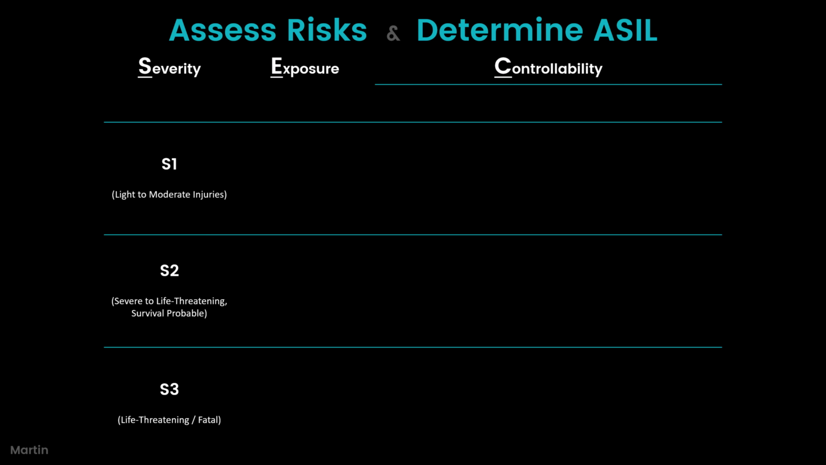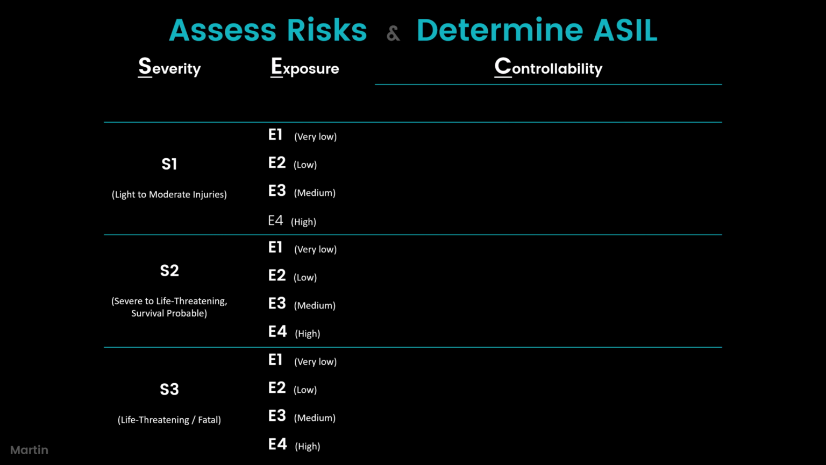Severity measures the potential consequences of a hazard if it occurs, such as the risk of injury or damage. Higher severity indicates more serious outcomes. Exposure represents how frequently the operational situation that could lead to the hazard occurs. A hazard that is encountered more often has higher exposure. Controllability evaluates how easily the driver or system can prevent or mitigate the hazardous outcome. If a hazard is difficult or impossible to control, controllability is considered low.